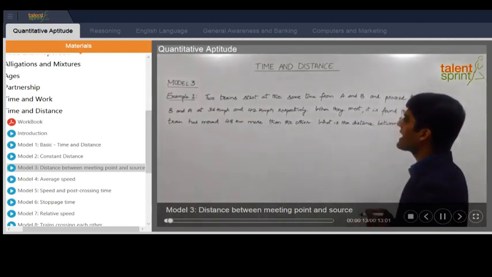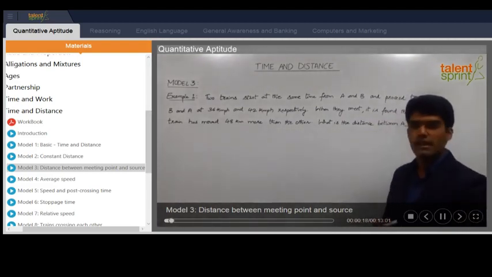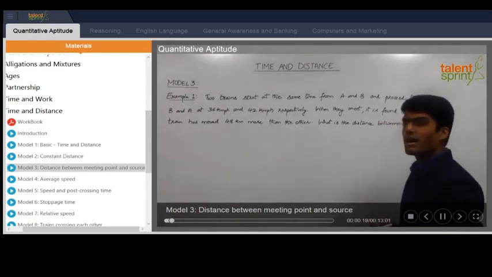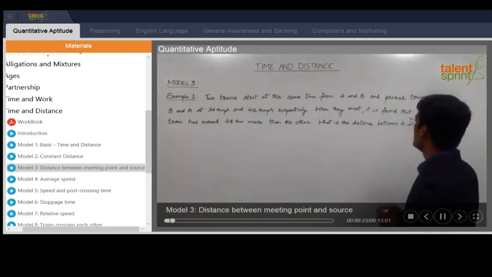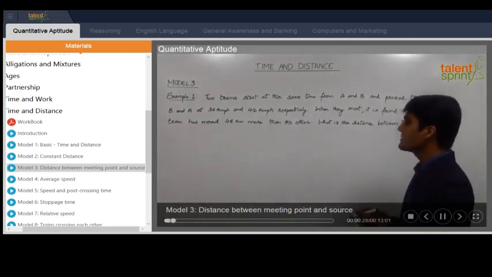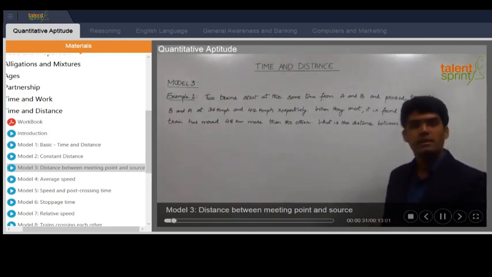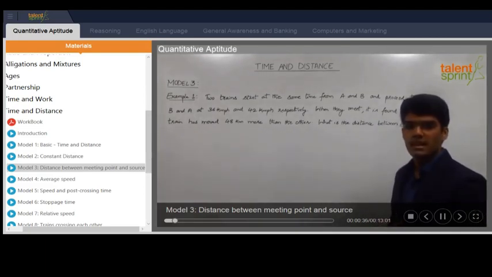Two trains start at the same time from A and B and proceed towards B and A at 36 kilometers per hour and 42 kilometers per hour respectively. When they meet, it is found that one train has moved 48 kilometers more than the other. What is the distance between A and B? So here we are supposed to find out the distance between the 2 points A and B.